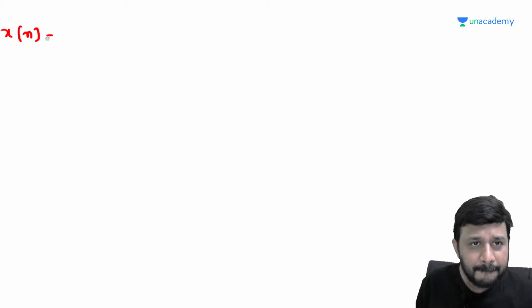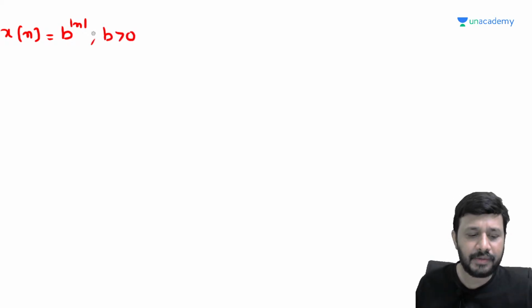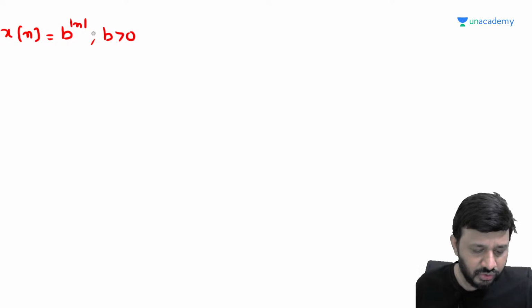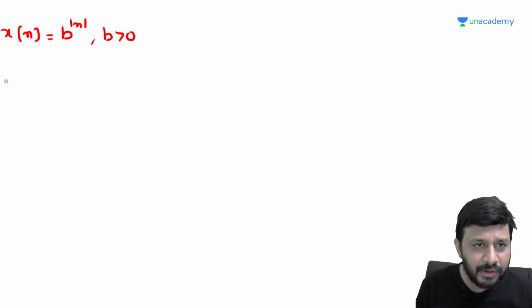If you look at yesterday's question, what was it? x of n is equal to b power mod n. Listen carefully, my dear students. b power mod n, where b greater than 0. And what did I say? Calculate the Z transform of x of n and comment on the values of b. So Fazal has given some answer. Let's verify whether he is correct or not. First of all, you must know the expansion for b power mod n.